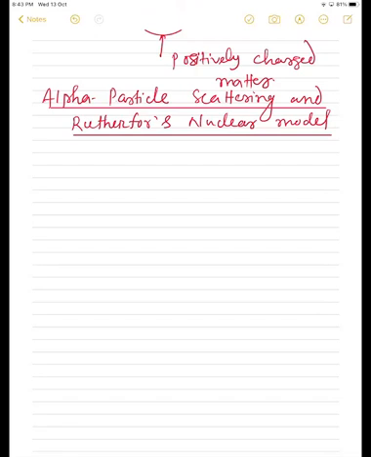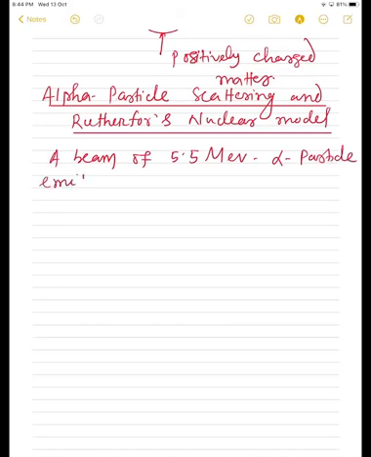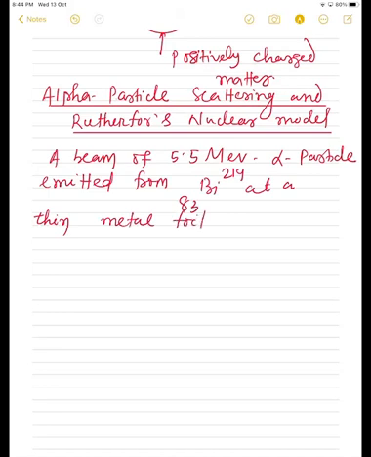A beam of 5.5 MeV alpha particles, emitted from bismuth-214 (83), was directed at a thin metal foil made of gold of thickness 2.1 × 10^-7 meter. Okay.